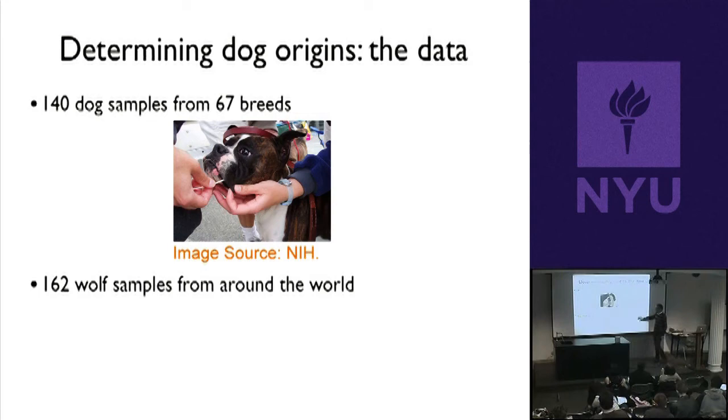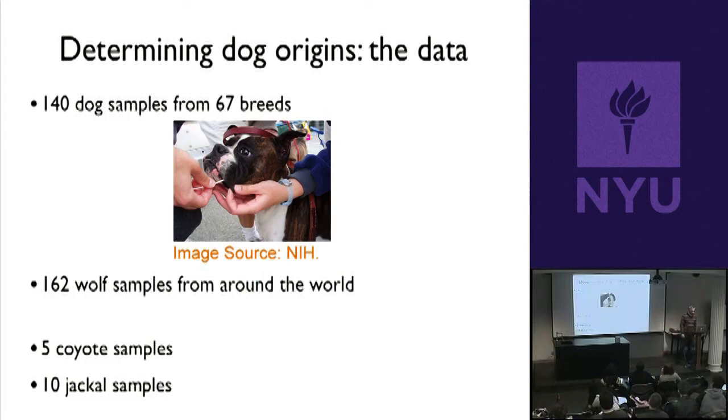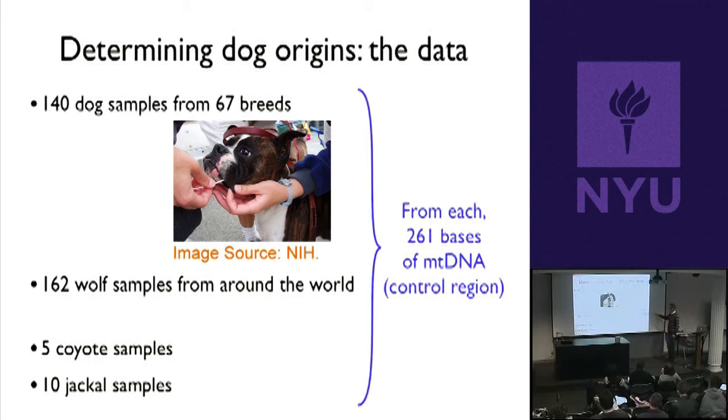They probably didn't do it in the same manner. They had 5 coyote samples, and they had 10 jackal samples, because those are also canids. They're dog-like animals that are living today. From each of these samples, they sequenced 261 bases of mitochondrial DNA from the control region. So they have these 261 bases that they can then line up and see which ones are most similar.